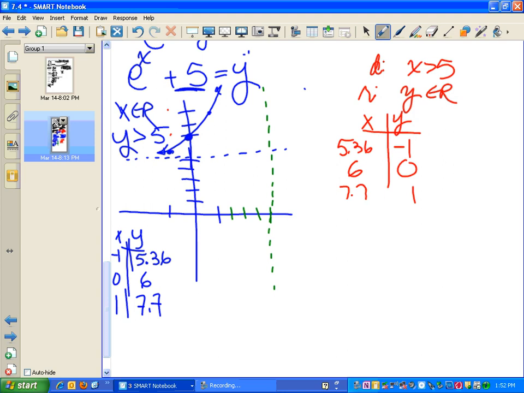Does that make sense? I'm going to stay to the right of the green asymptote because that's what I'm graphing now. So at 5.36, I'm going to be at -1, 1, 2, so that's right here. And at 6, I'm at 0, and between 7 and 8, I pop up to 1. So I'm approaching from the asymptote and going out. Does that make sense? Okay. All right. The end.